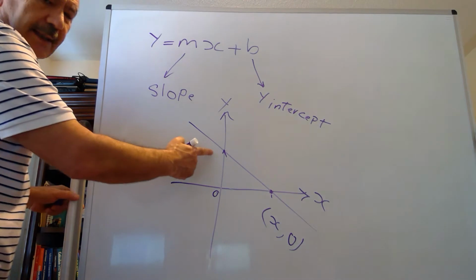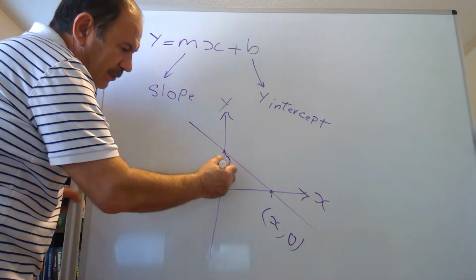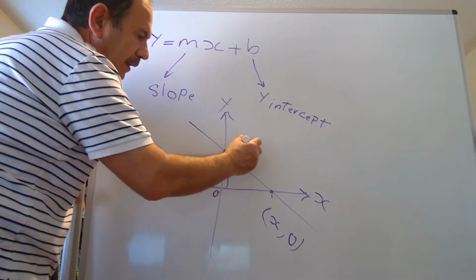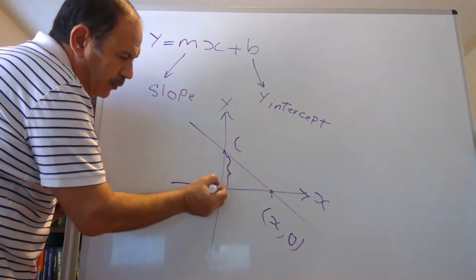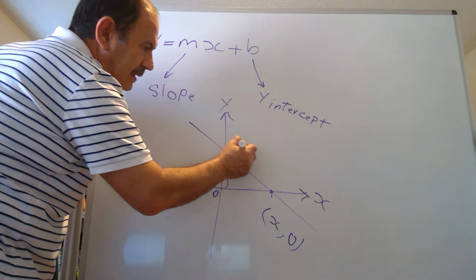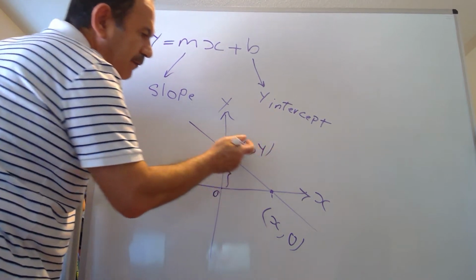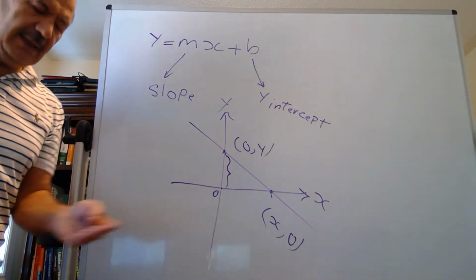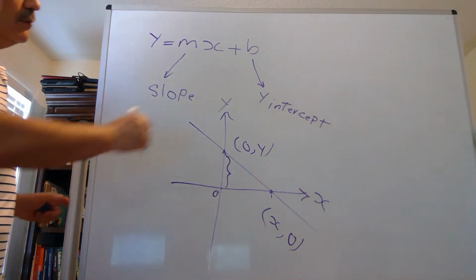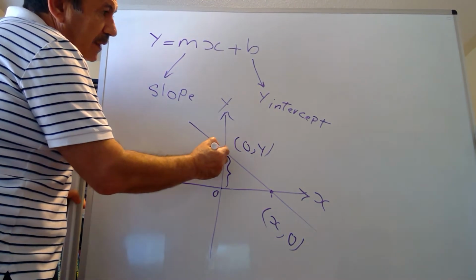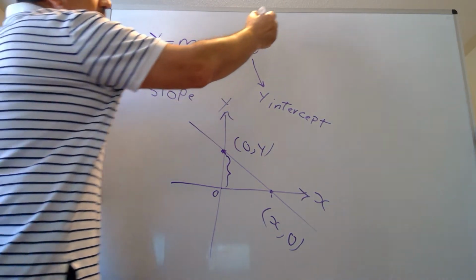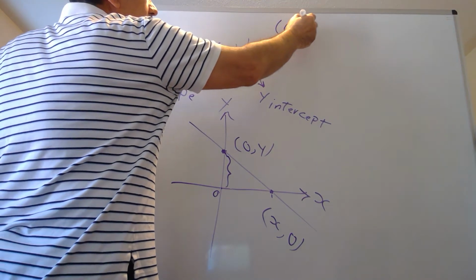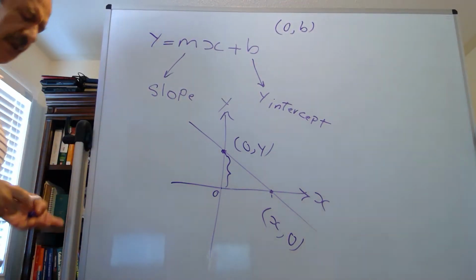And for the y-intercept, y has a value and x is 0. Because you get to this point, x is 0. So (0, y) is the y-intercept, and (x, 0) is the x-intercept. This point is the y-intercept. B is the y-intercept. Actually, the coordinates of this point are (0, b). This is the y-intercept for this line.